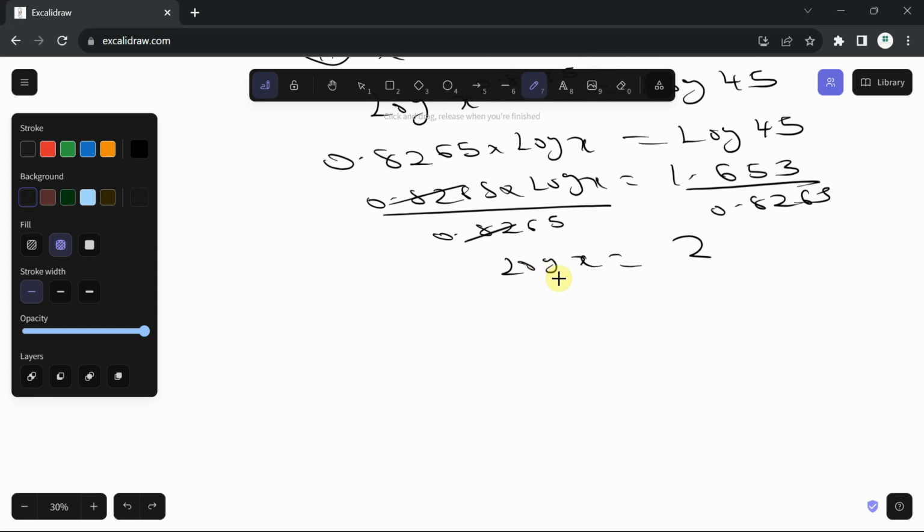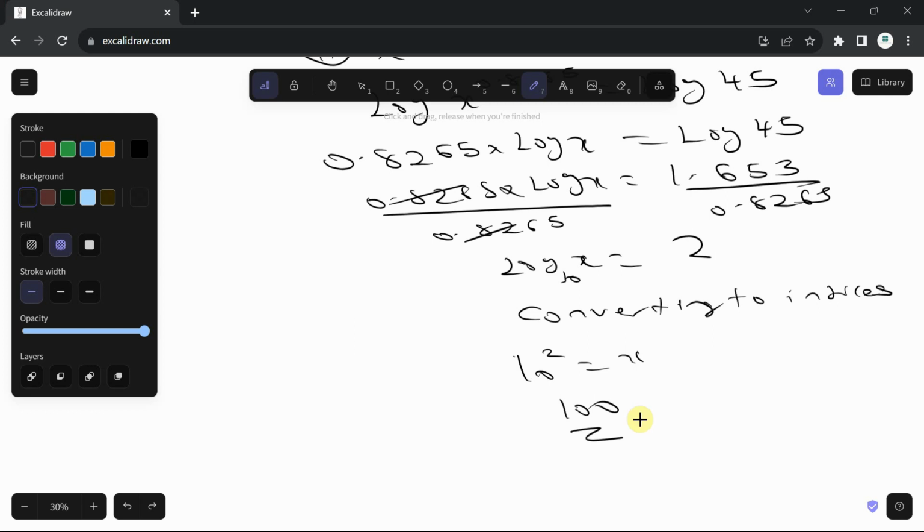I know this is log x base 10. Converting to indices, how do we do this? We say 10 raised to the power of 2 is equal to x. So 10 squared is 100. So our x is equal to 100.